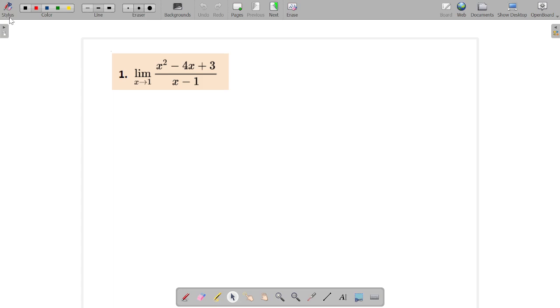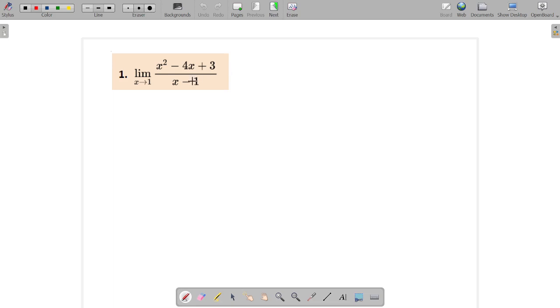So as you can see, there is a question on your screen in which we have to find the limit of this function x square minus 4x plus 3 over x minus 1, as x approaches 1. If I find the limit directly, if I put x equals to 1 in this function, I'll get a 0 in the denominator, which is an indeterminate form. Now here I have to use some strategies to find limit where I get an indeterminate form.